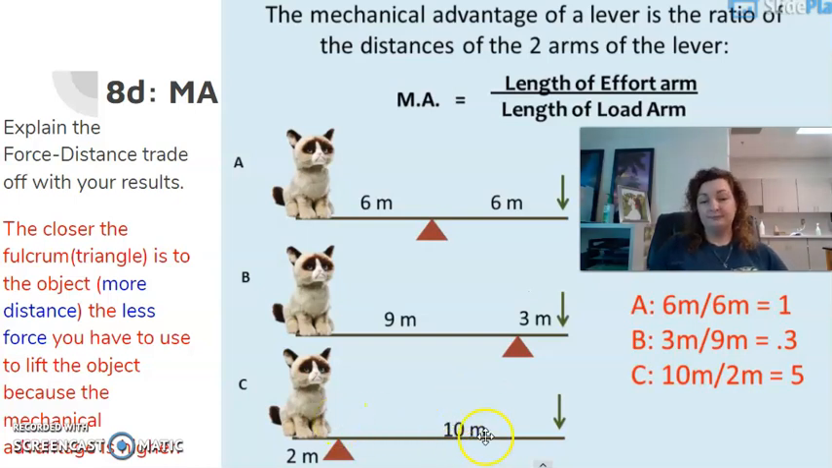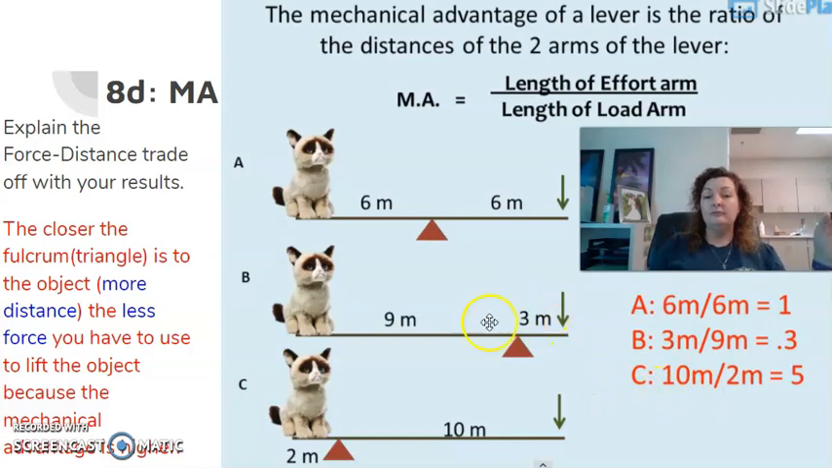And then C, your effort is going to be 10 meters, and your load is only going to be 2. So if we divide that, we get 5. So which lever is the one that we really want to use? We want to use the one with the highest number mechanical advantage, because that's going to be the one that amplifies our force the most, because we multiplied, right? So C is definitely the one that we want to use. So if you have the fulcrum closer to your load, that's the least amount of force that you're going to have to put in, because it has the highest mechanical advantage, so it will multiply your force the very most out of any of them.